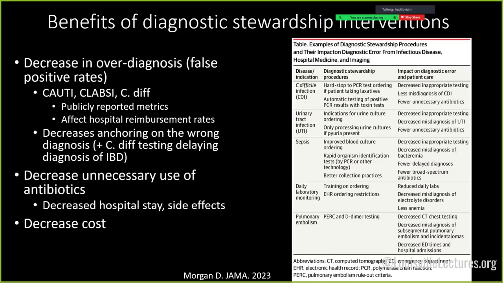Obviously, part of the stewardship program is we want to decrease unnecessary antibiotic use. And from an internal medicine standpoint, our goal that couples with that is decreasing hospital stay, decreasing side effects, and then decreasing cost. So here are some examples of different stewardship procedures from a paper that came out this year. And you can see it's not just the things like C. diff or UTIs that we've talked about, but even things like pulmonary embolism and the diagnosis of that, that if you can couple that with metrics, can we do things like decrease CT scan testing? That's big cost to the healthcare system and big cost to patients if we don't need it.